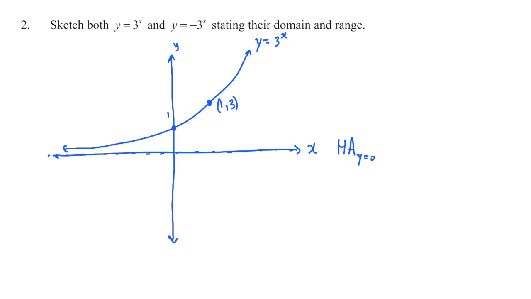Now, let's get the second one. If I'm doing y equals minus 3 to the power of x, just a couple of points might be required here. Let's try 0. It becomes minus 3 to the power of 0. Anything to the power of 0 is 1, so it's minus 1. Let's try 1. It becomes minus 3 to the power of 1, which is minus 3. I don't think I need any more.